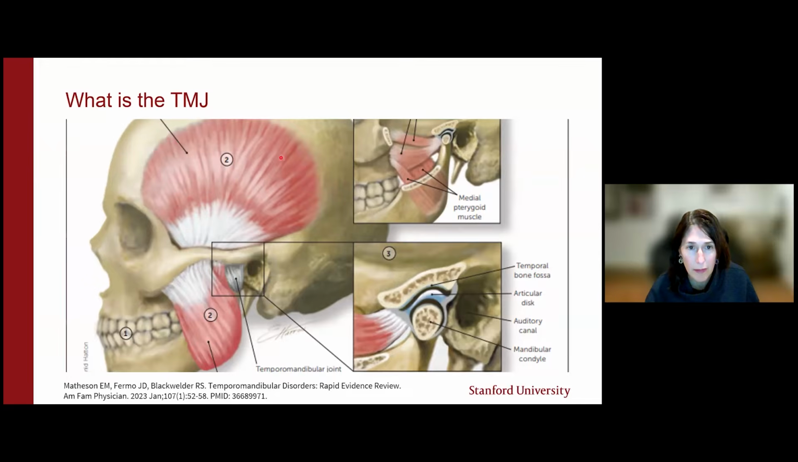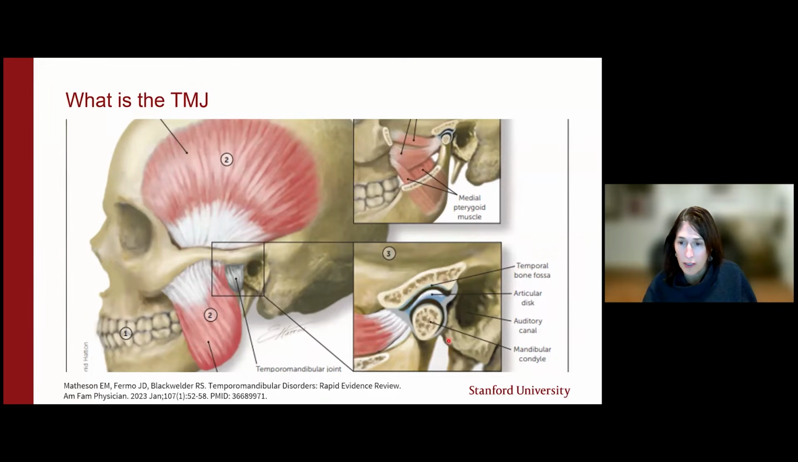Here we have a big muscle. This is called the temporalis. Another muscle right here called the masseter. And if we open up and go to the inside of the jaw, we have the other muscles of mastication. Mastication means to chew, the muscles that allow us to open and close our jaw. And those are the pterygoids, the lateral pterygoid, which is above, and the medial pterygoid, which is below.